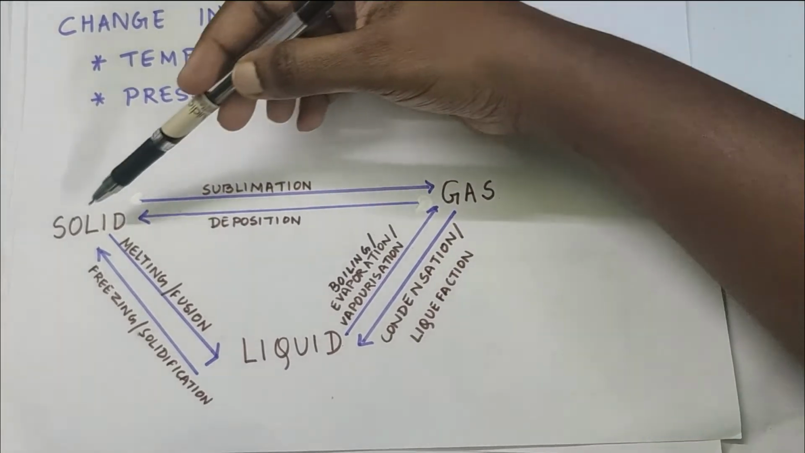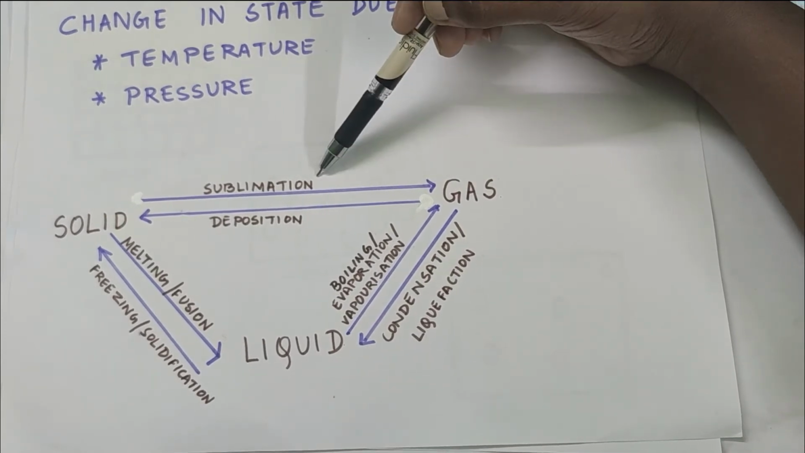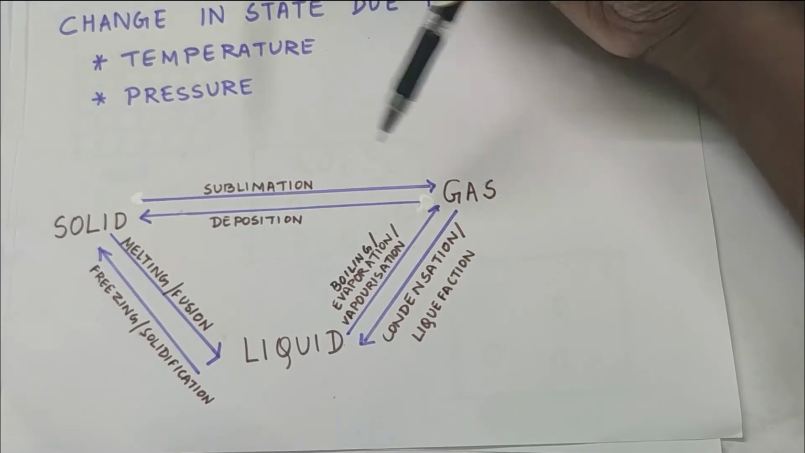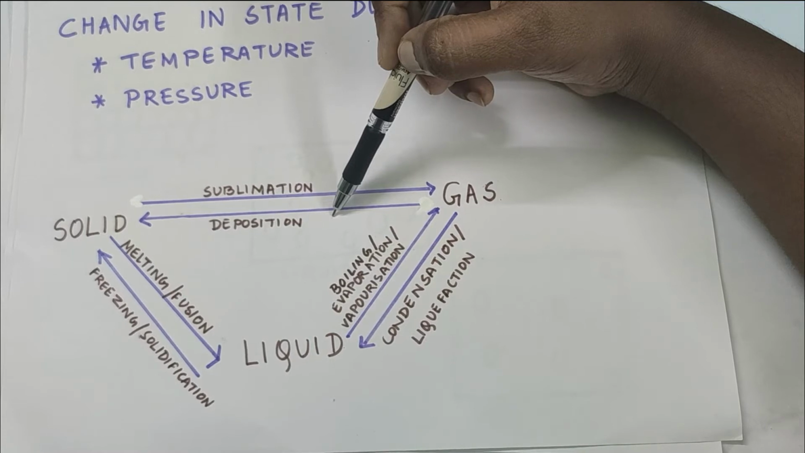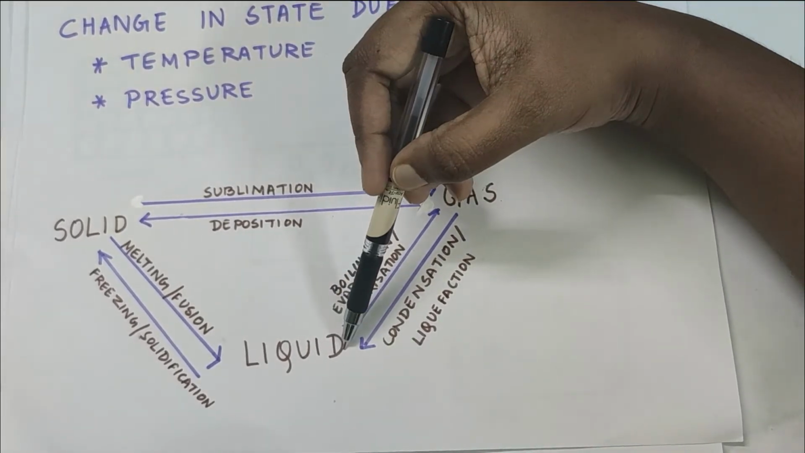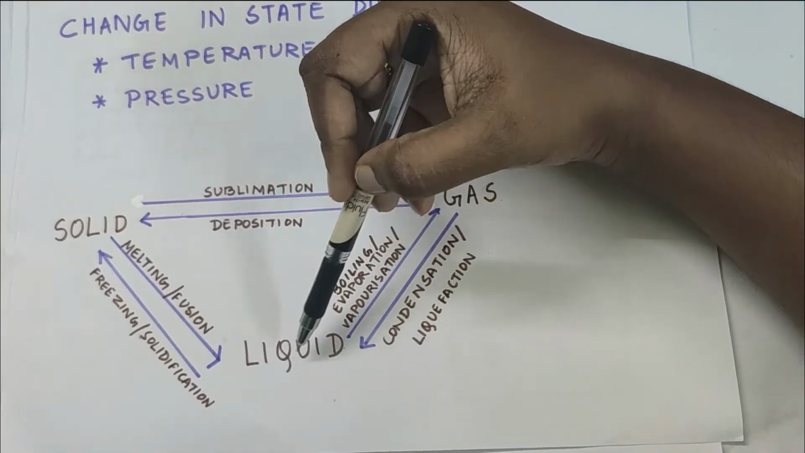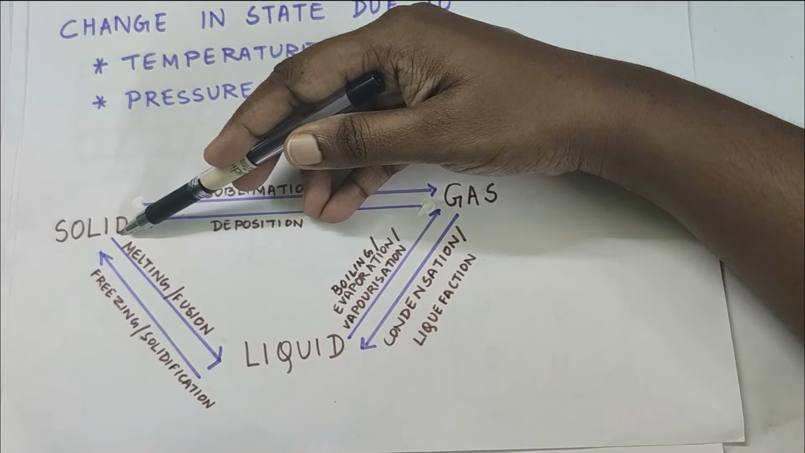The solid can directly change into gas. That process is called sublimation. And the gas can also at times directly change to solid, which is called deposition. Also, the gas can change into liquid by the process called condensation or liquefaction. And the liquid can also freeze or solidify to form the solid.